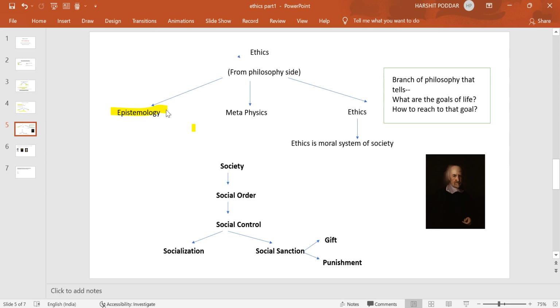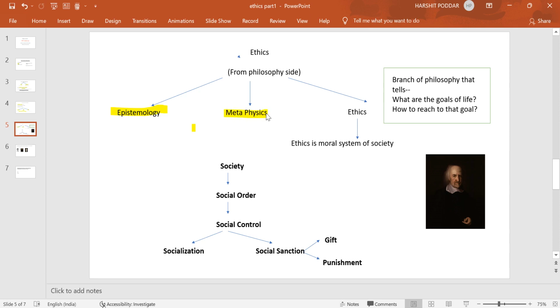When we talk about epistemology, epistemology is the branch of philosophy that talks about what is the right way to find knowledge. Epistemology talks about the true path of knowledge, that is, which path you must follow in order to get the knowledge. The second part is metaphysics.